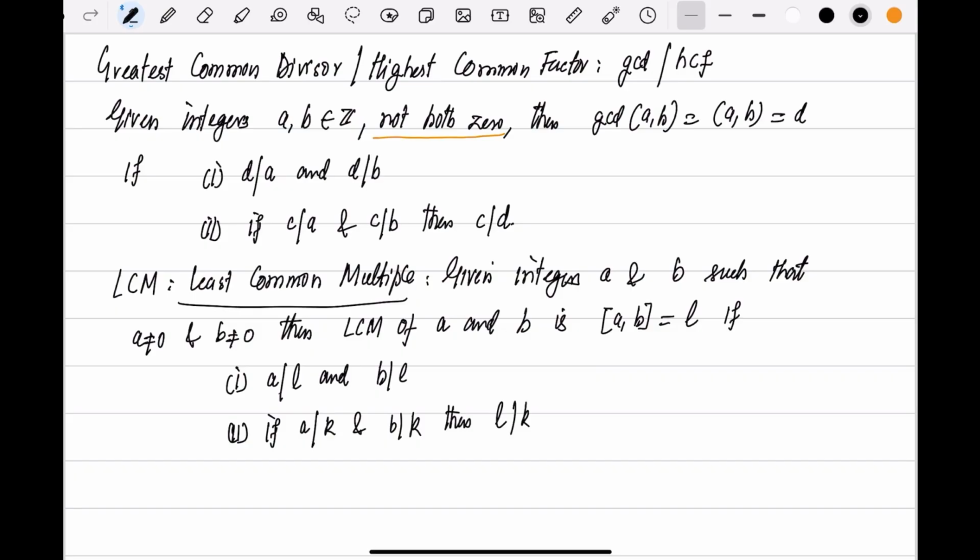L must be a common multiple of both a and b, but if there is another common multiple k of both a and b, then in order for L to be the least common multiple, we must have that L also divides k, so that L is the least common multiple among all the multiples of a and b. So again we have the condition a is non-zero and b is non-zero.